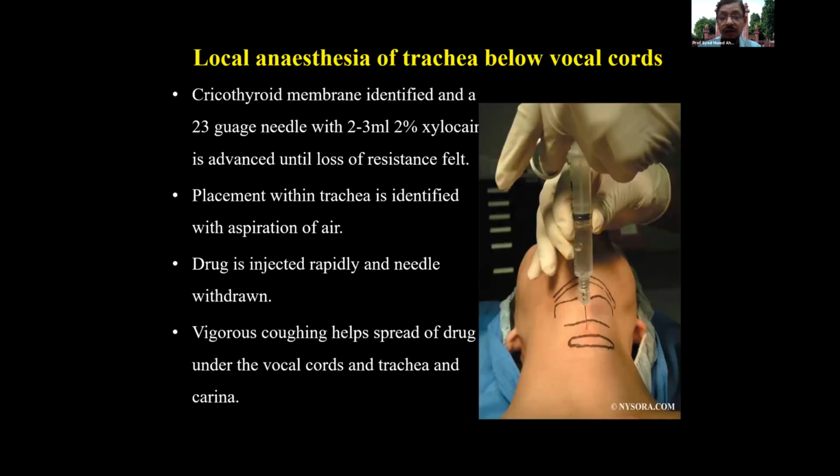You can go with the cricothyroid membrane identification with the transtracheal instillation, because you need to paralyze the vocal cord, the lower surface of the vocal cord. So naturally, when you instill, you try to identify the cricothyroid membrane. The lower half of the cricothyroid membrane is punctured with a 23 gauge needle, and you aspirate to identify that space. Once you have identified, you instill 2 to 3 ml of 2% xylocaine. Once you instill it, the patient starts coughing, and when it coughs, naturally it goes to the carina and the lower surface of the vocal cord, which causes paralysis.